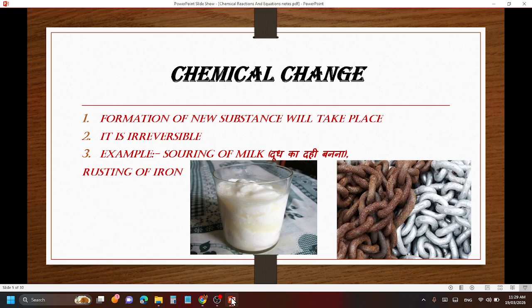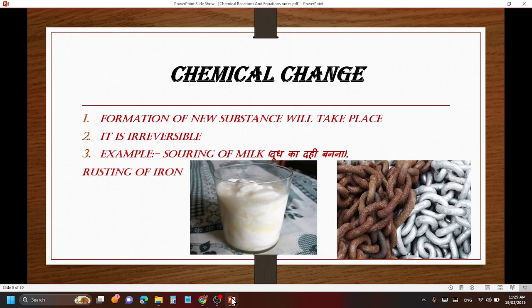It is irreversible. If we take the same example, the milk which has been turned into curd, you see that the curd cannot be reversed, or nothing can be done to receive the milk back again. Have you ever brought milk back from curd? No, right? Because it's impossible. It cannot be reversed, so it is irreversible. Examples are souring of milk and rusting of iron.